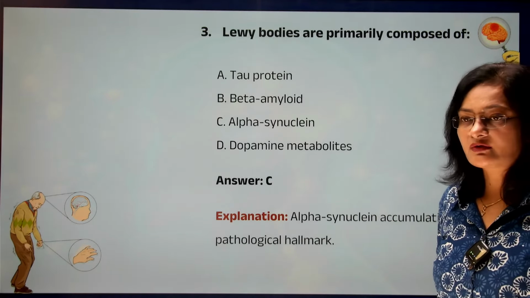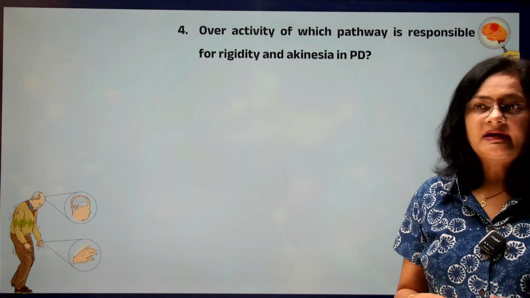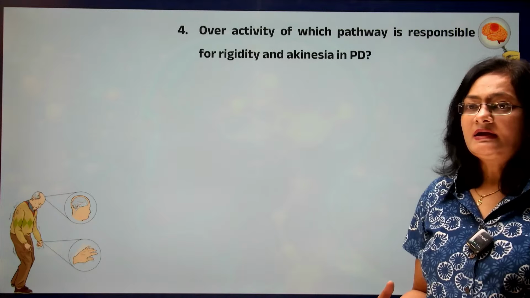Fourth MCQ is: overactivation of which pathway is responsible for rigidity and akinesia in Parkinson's disease? So Parkinsonism will be produced. There are two types of Parkinsonism. One is rigidity predominant or tremor predominant, and another group of patients having postural instability. And two types of pathways are there. One is the direct pathway and the second is the indirect pathway.